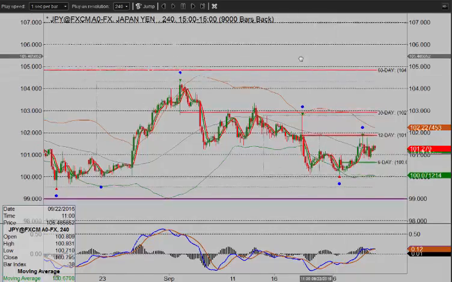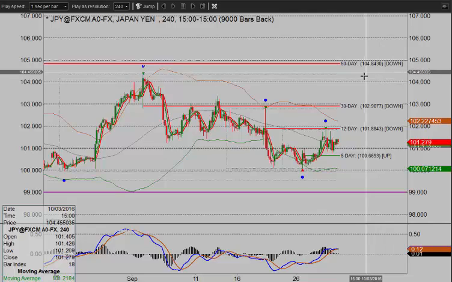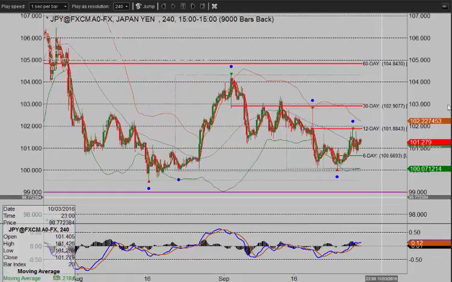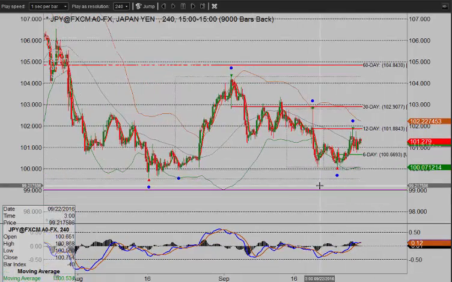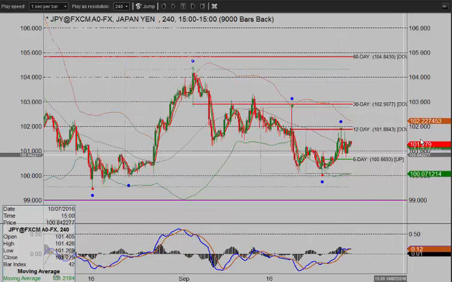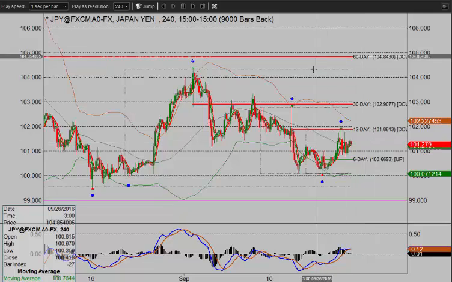There you see it. See the red lines above that? Those are pattern lines, essentially. 60-day pattern down, 30-day pattern down, 12-day pattern down. Majority patterns are down, right? Only that little 6-day down. Now, for sure, you're balancing above 99, even big support there. On the other hand, it's not quite ready to turn down yet. If anything, we'd still be selling rallies short term here.